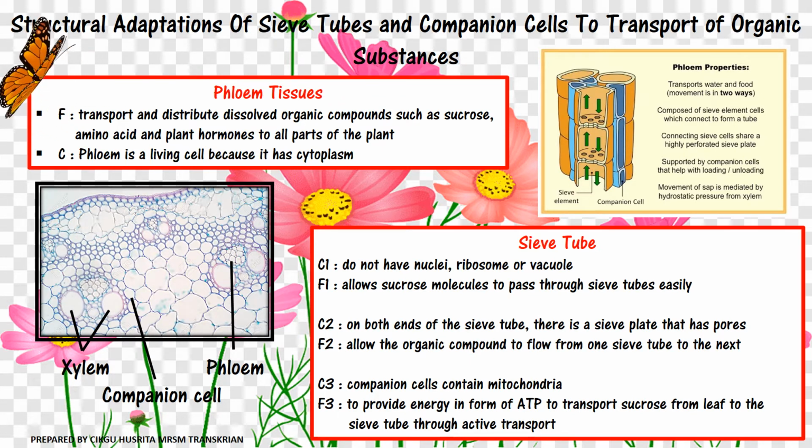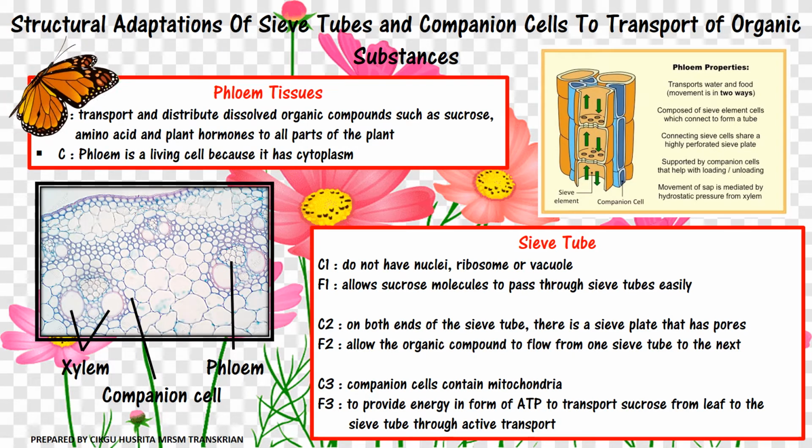So phloem is a living cell because it has a cytoplasm. The xylem is a dead cell, but the phloem is a living cell. This is the structure of phloem. Phloem also has a sieve tube. So what is the characteristic of the sieve tube? There are three characteristics of the sieve tube.